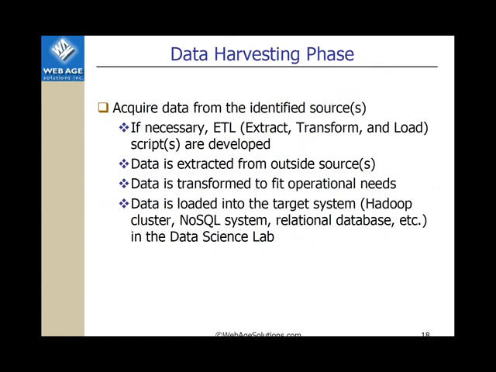Data harvesting is an interesting topic. Essentially, it's about translating data, like bit streams, into data that can be meaningfully processed, right? So we're talking about ETL: extract, transform, and load of your data. Data is extracted from outside sources.